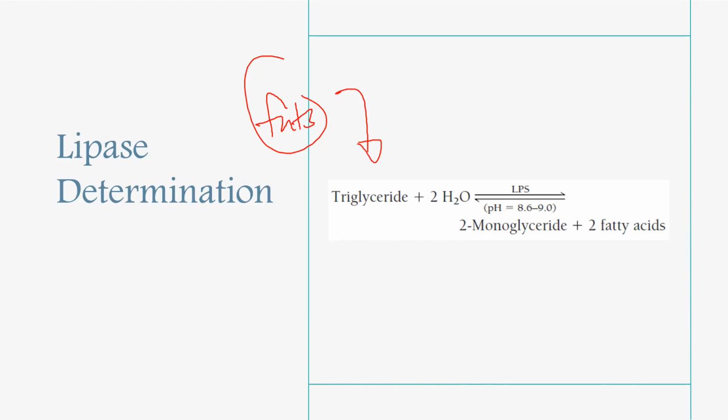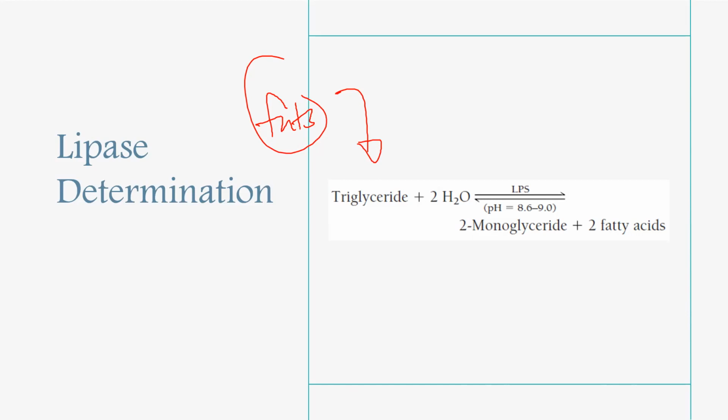If you still remember, in our discussion, we said that lipase is important in the hydrolysis of triglycerides so that it will give you glycerol, which is measured in most of the triglyceride analysis, and of course, the fatty acids. In the method for lipase determination, triglycerides plus water, under the action of lipase at pH 8.6 to 9, will give you two monoglycerides and fatty acids.